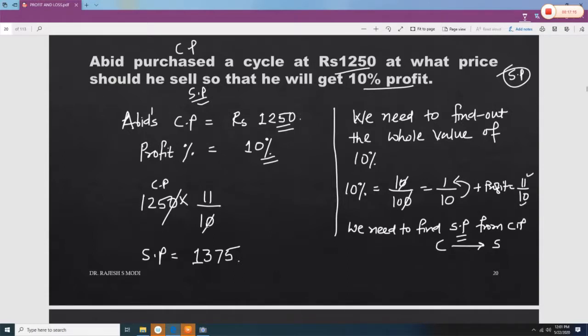And here we need to find out the SP. It is a forward direction from cost price to selling price. So cost price comes first and selling price comes second. So it is a forward direction, and when there is a forward direction, this whole value will not be flipped. So 1250 multiplied by 11 over 10. So the selling price will be 1375.